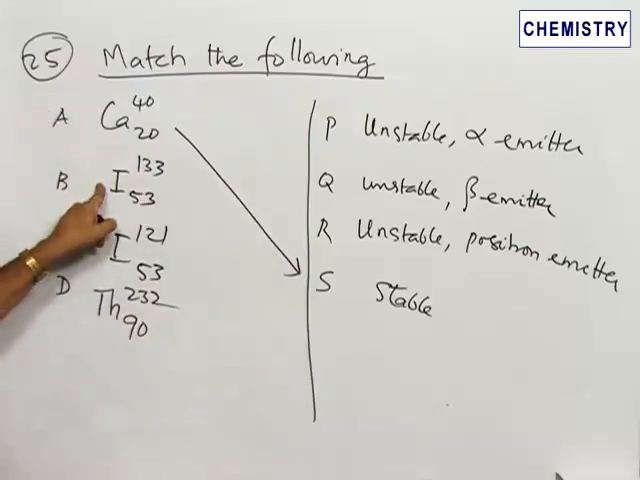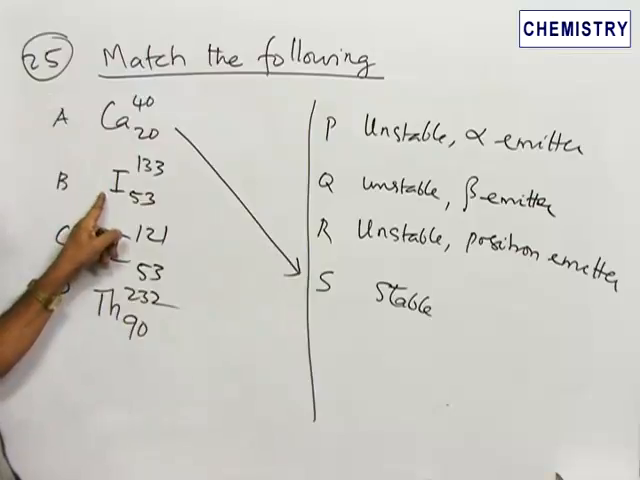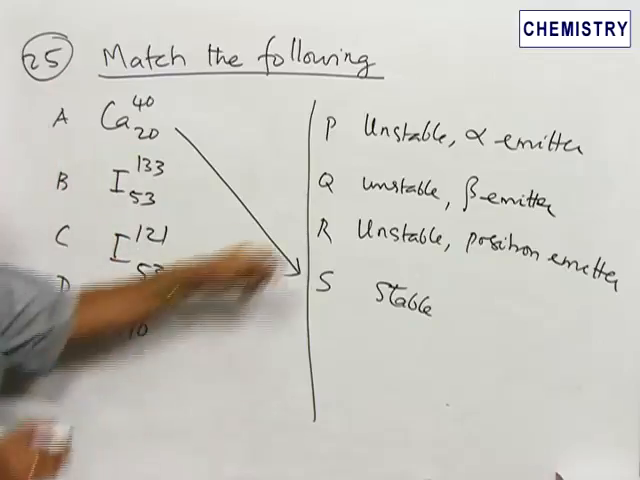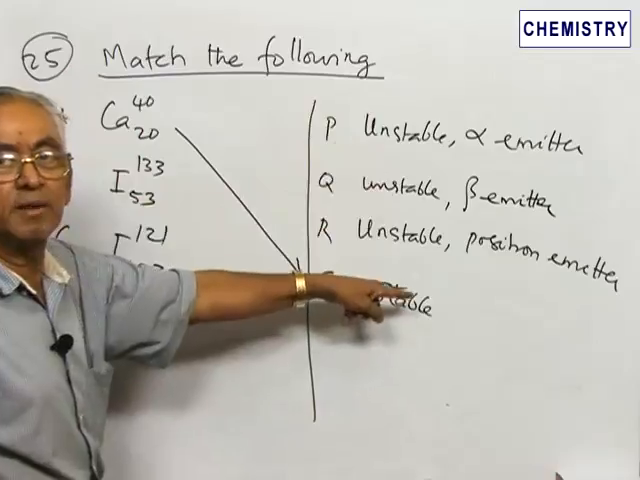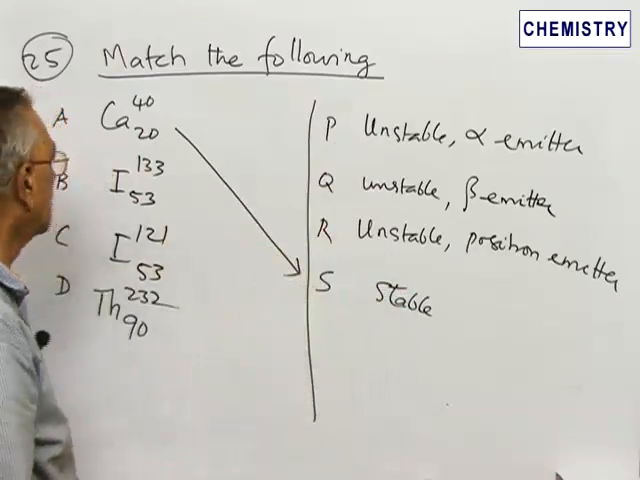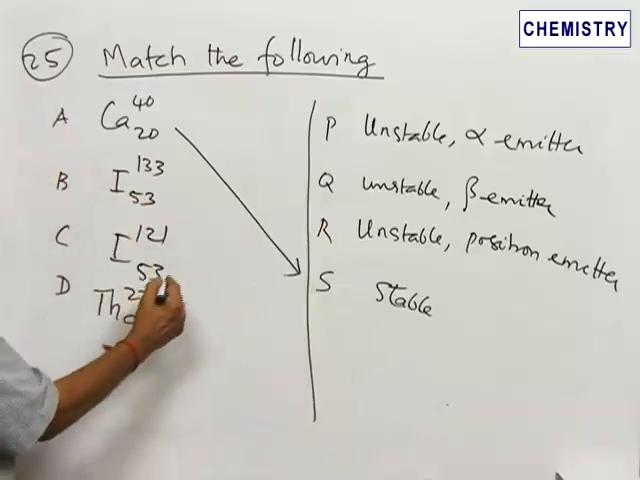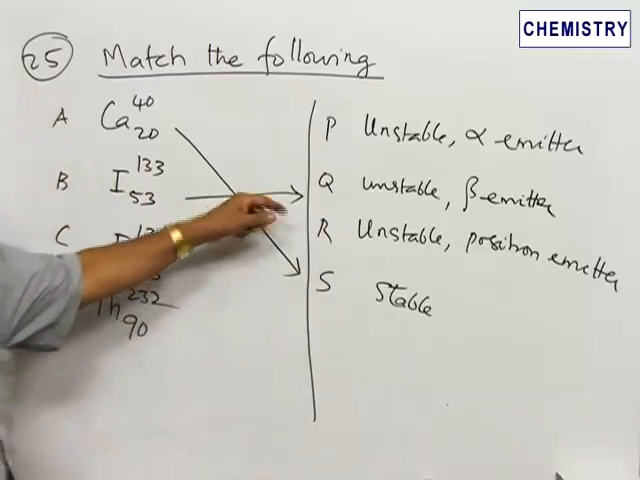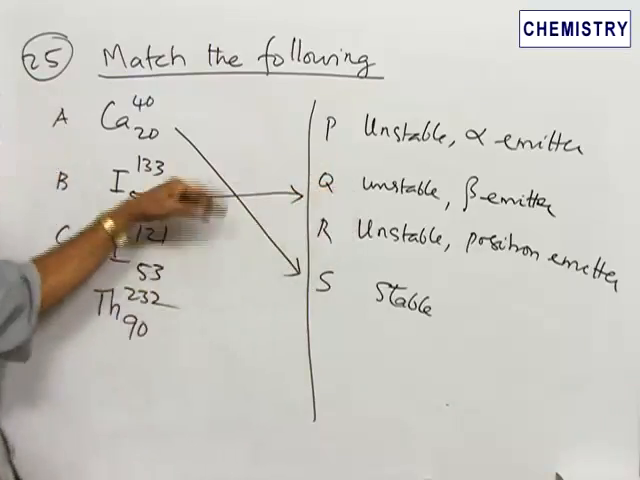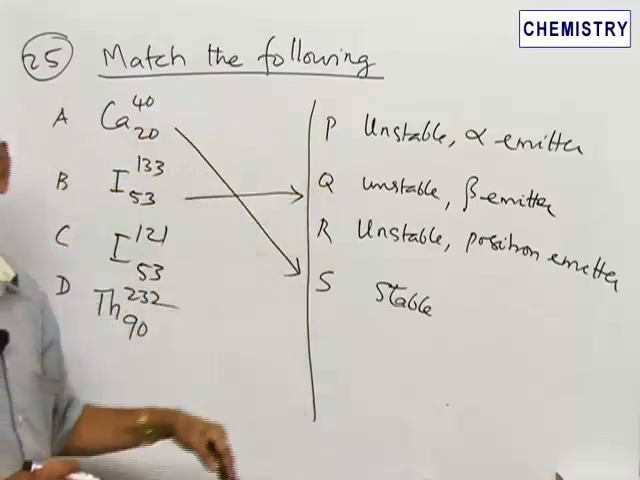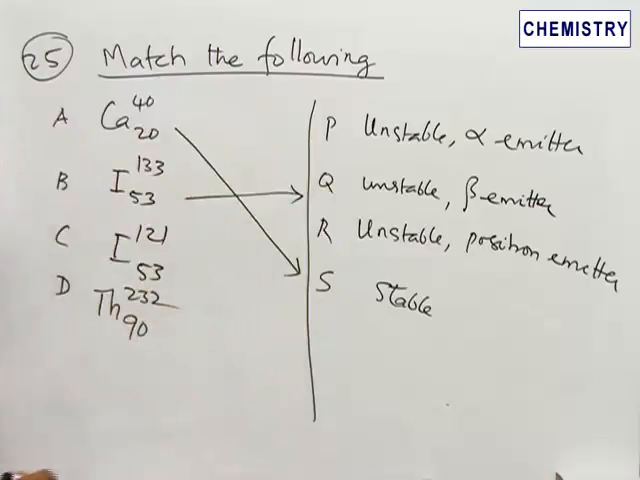Now, B is actually iodine 53. It is actually unstable. All the remaining three elements are all unstable, as we have seen here. But what type of radioactive emission does it undergo? As far as B is concerned, it is a beta ray emitter. It emits beta particles or electrons and keeps on going. It doesn't stop until the end of the series where a stable element is obtained.